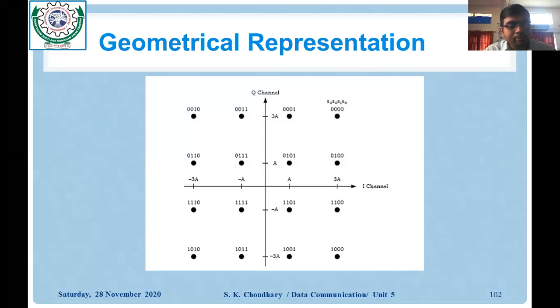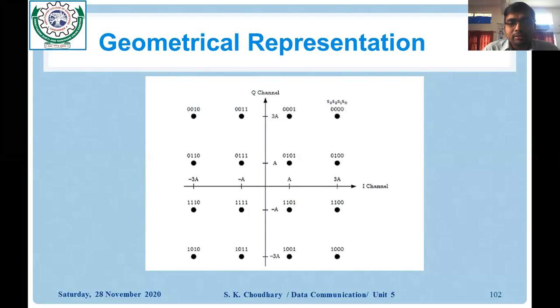If you see the geometrical representation of this QASK or QAM, you can see we combine 4 bits, which means it has 16 symbols. In QPSK, we combine 2 bits and generate 4 symbols. But here we combine 4 bits, and that is 2 raised to the power 4, so 16 symbols are possible. These 16 symbols are shown in this particular signal space diagram, where the x-axis is the in-phase channel and the y-axis is the quadrature channel, with an amplitude of either A or 3A. The signal vectors have an amplitude of either A or 3A, and we have represented 4 symbols in each quadrant.